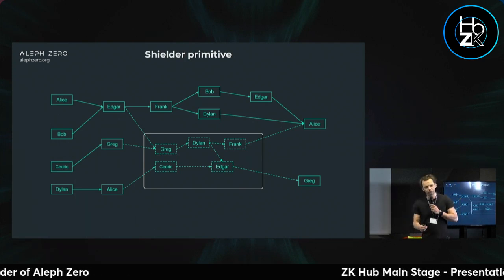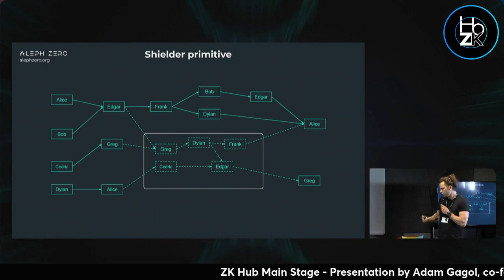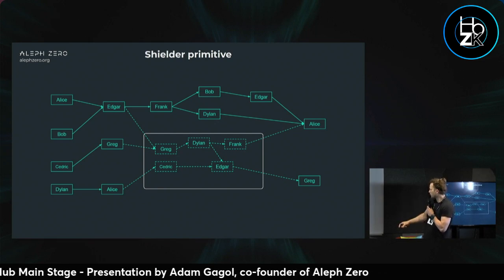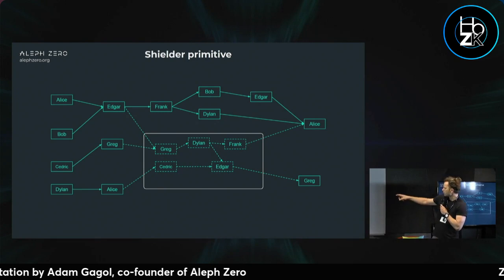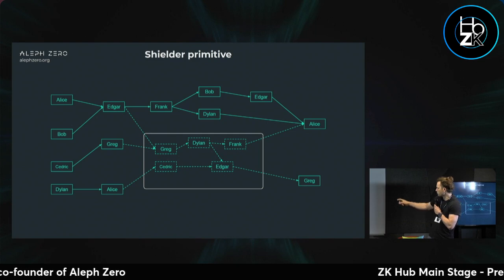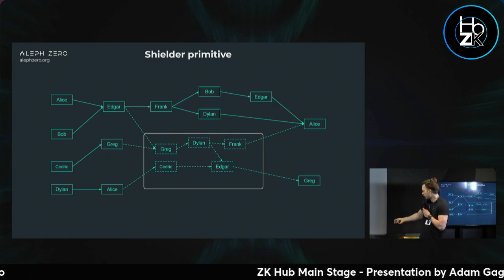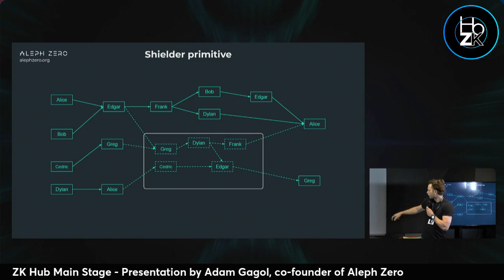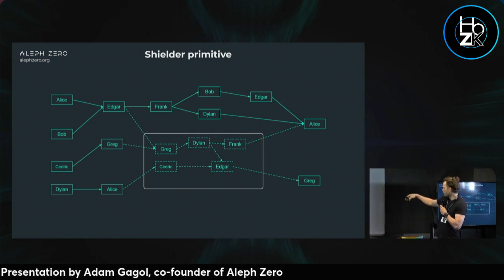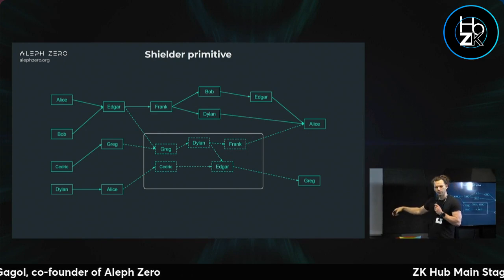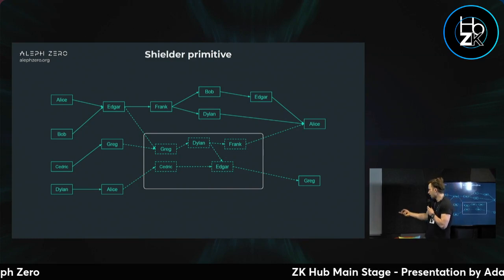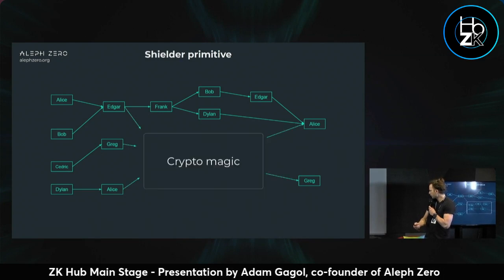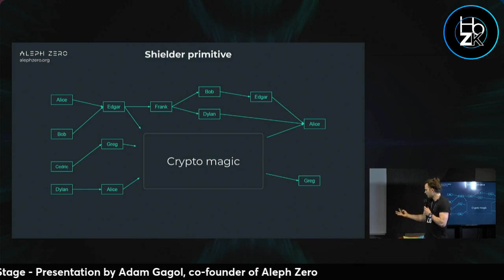So first of all, this is what we call Shielder primitive in our team. This is basically how privacy works. This is roughly what an outside observer can see on the blockchain. There are some transfers between some actors, like Alice is sending some funds to Edgar, which in turn sends them over to Frank, and so on and so on. And there is this white rectangle. What lies inside of this white rectangle are also transactions, which are kind of the same as transactions outside of the rectangle, with the difference that we're using crypto magic to conceal them.